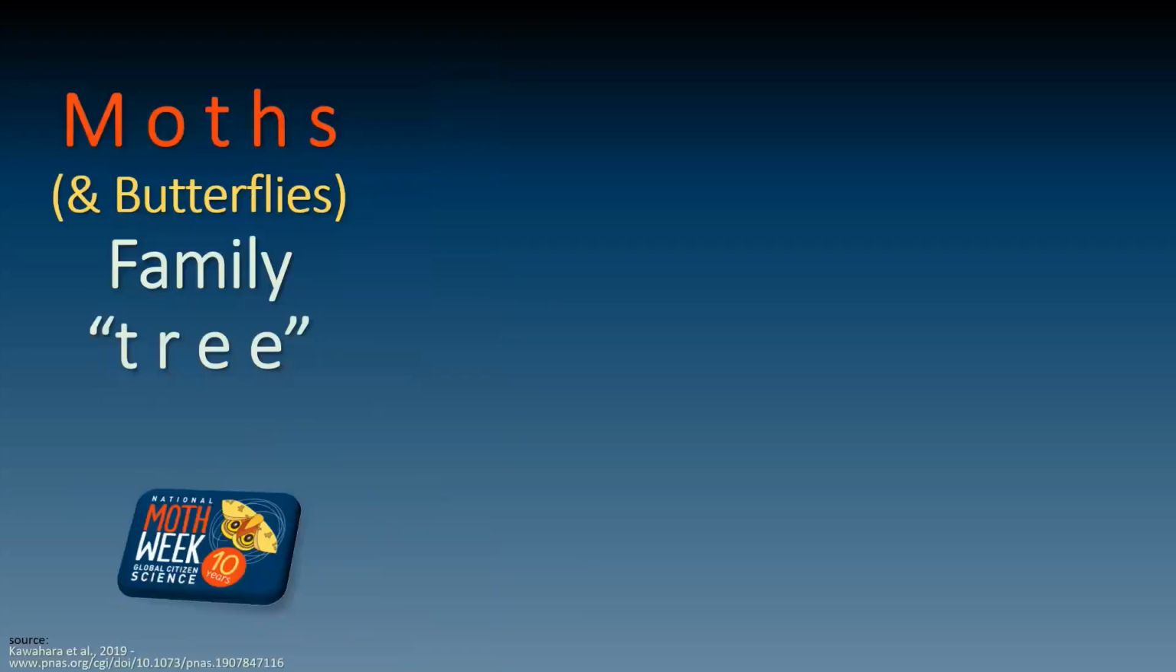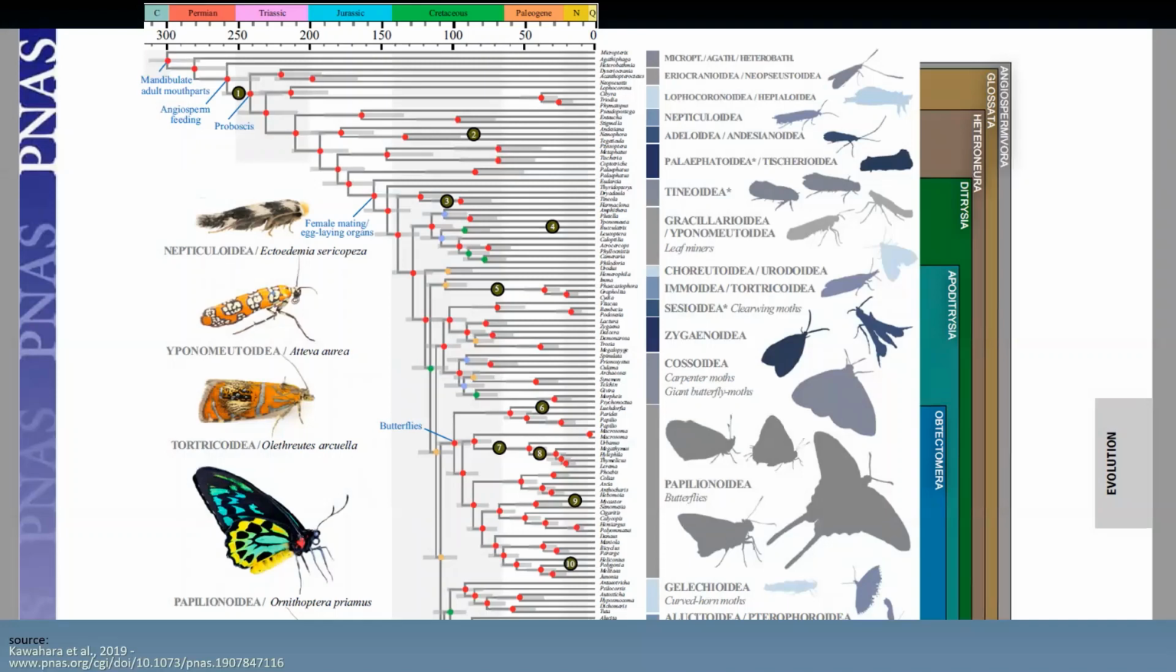Right, relationships, the family tree. Moths turned up something like 300 million years ago, at the beginning of the Permian. That's a long, long time ago. This information's only really been put forward in the last few years. Kawahara et al., 2019, only 2 years ago, published this paper.